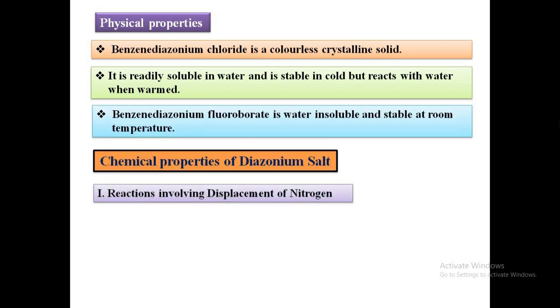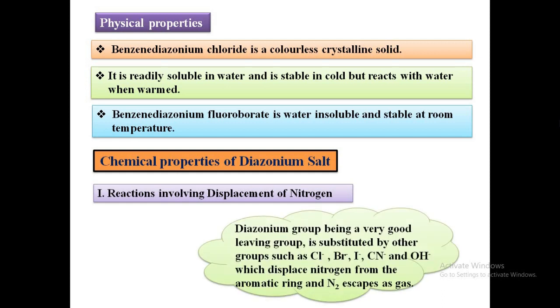Now let's discuss the chemical properties of diazonium salts. First, reactions involving displacement of nitrogen. The diazonium group, being a very good leaving group, is substituted by other groups such as chloro, bromo, iodo, cyanide and hydroxyl, which displace the nitrogen from the aromatic ring, and nitrogen gas leaves.